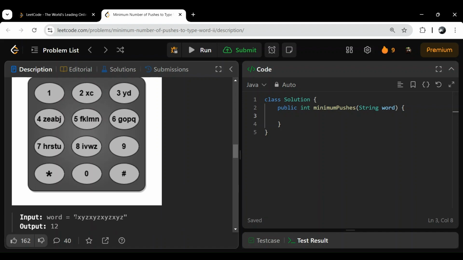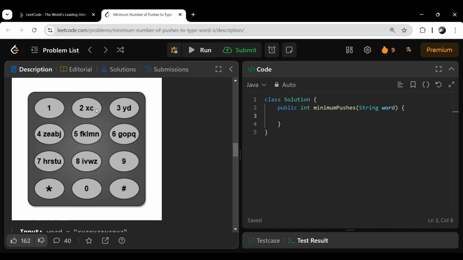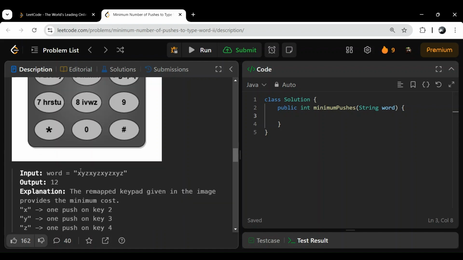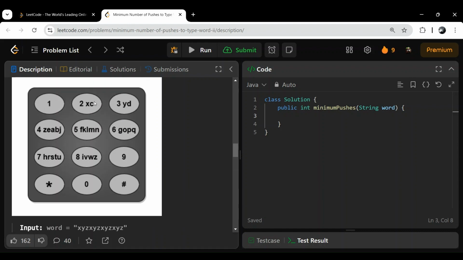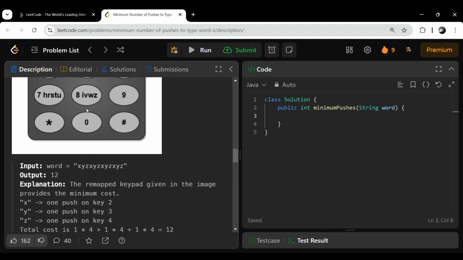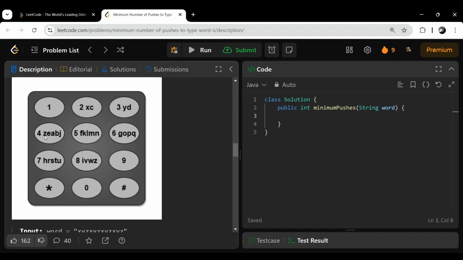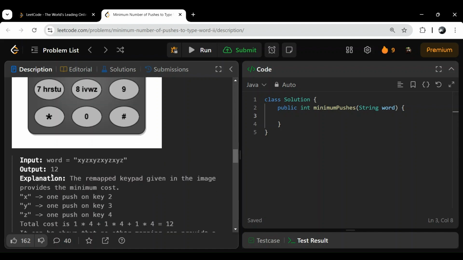Again, in this example, XYZ, we only have three distinct letters. What they have done is x is mapped with 2, y is mapped with 3, and z is mapped with 4. So we will click 2 once for x, 3 once for y, 4 once for z. We have x four times, so we will push 2 four times, y four times, so we push 3 four times, and z four times. So total we have 12.